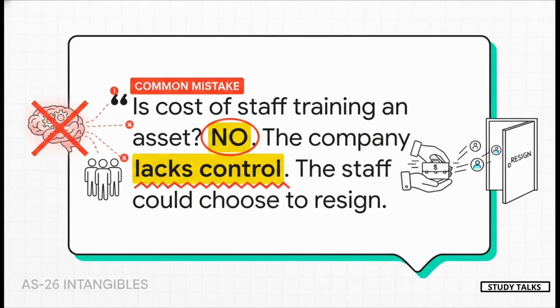And this example just nails the point perfectly. Let's say a company spends a fortune training its employees. The staff are now way more skilled, and the company is definitely getting economic benefits from that. But can you capitalize that training cost? No way. Why? Lack of control. Those employees can resign tomorrow and take all those skills with them to a competitor. No control, no asset. It's just an expense.